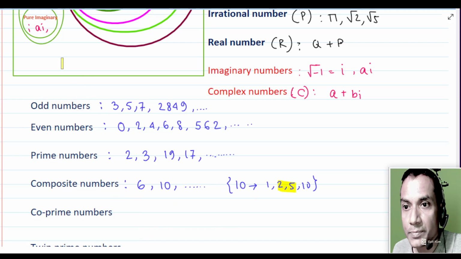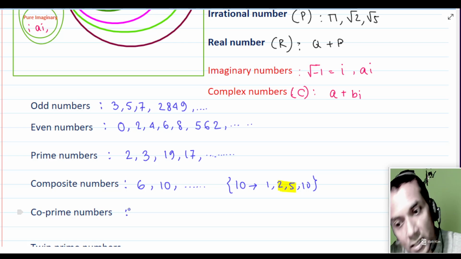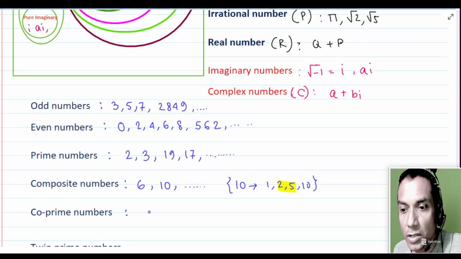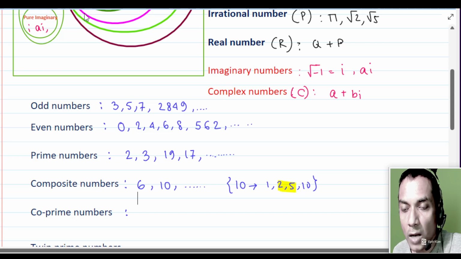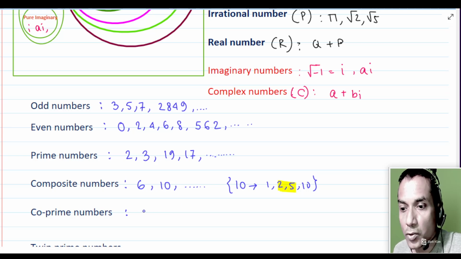Hope it is clear. Next we learn the co-prime numbers. Co-prime numbers sound like prime numbers, but actually they are not. Co-prime numbers are a combination of two numbers that have only one common factor, 1, and nothing other than that. If I told you 2 and 3, it is a pair of numbers which have only one common factor.